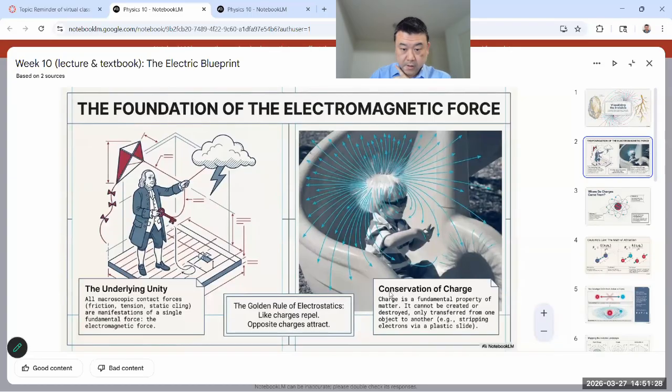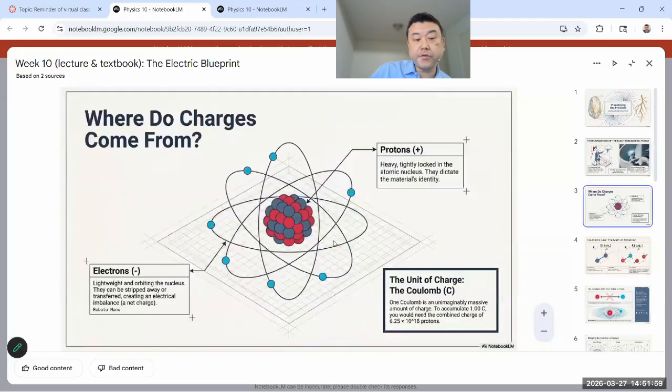Conservation of charge. Charge is a fundamental property of matter. It cannot be created or destroyed. Only transfer from one object to another. Yeah. Between elementary matter like electron and quarks, you cannot even transfer charges, because the electron charge is part of the electron property. You can't separate it from the electron. Yeah, good. Where do charges come from? Yeah, you have to talk a little bit about structure of the atom to talk about origin of the charge.